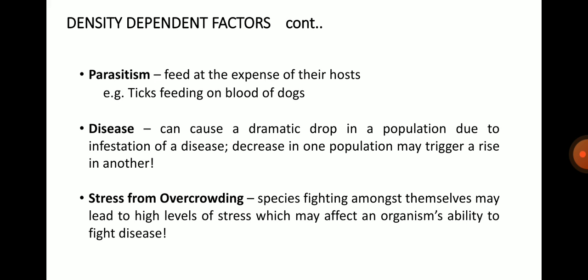Then next one being disease. Here one can cause a dramatic drop in a population due to infestation of a disease. A decrease in one population may trigger a rise in another because of the disease infestation. Finally, the stress from overcrowding is also a density dependent factor. Because of overcrowding, species fight among themselves and this may lead to high levels of stress, which may affect the organism's ability to fight diseases.